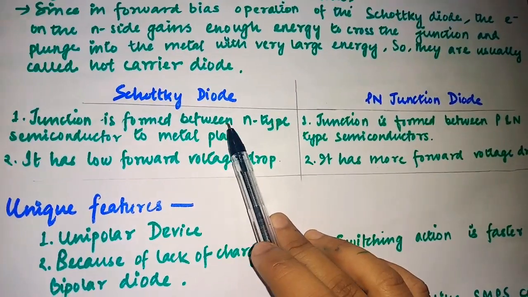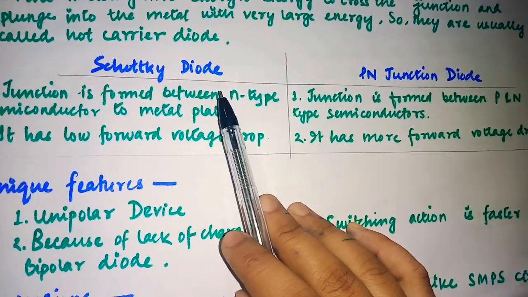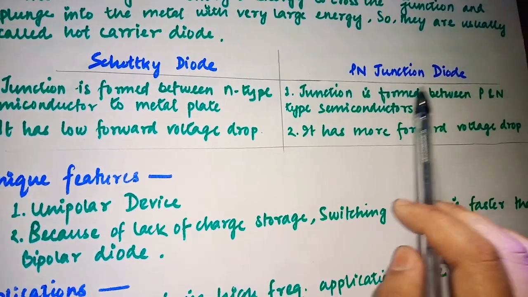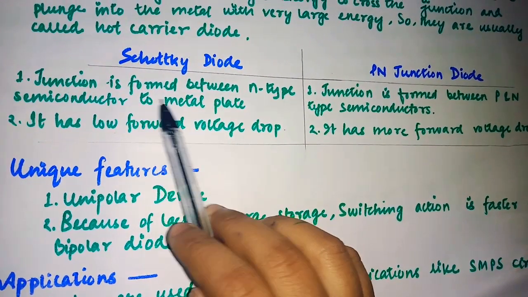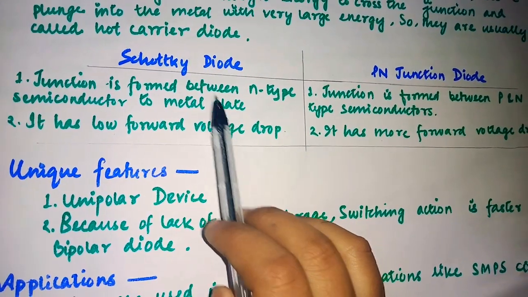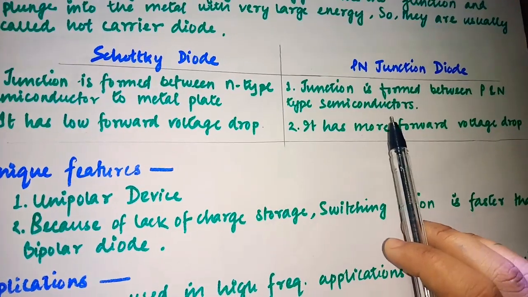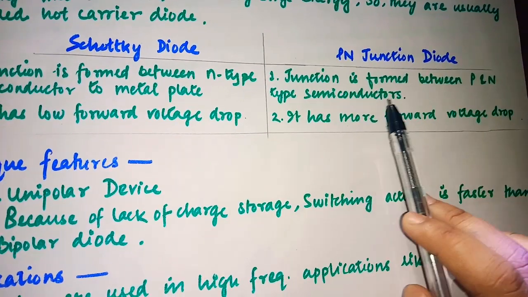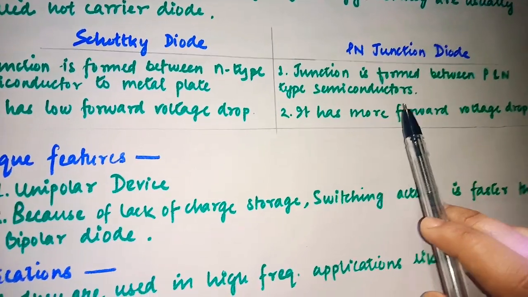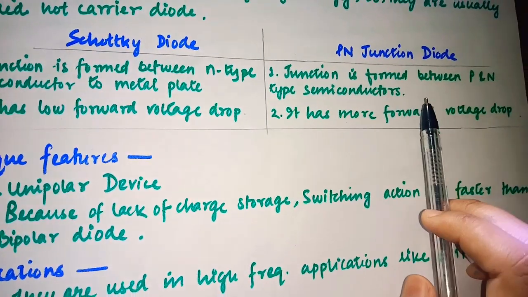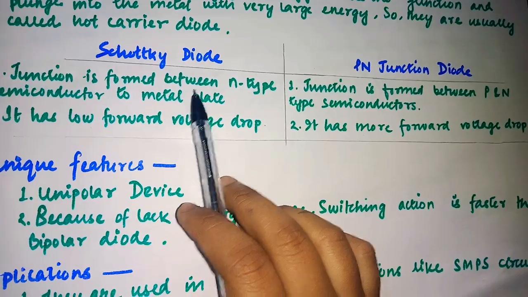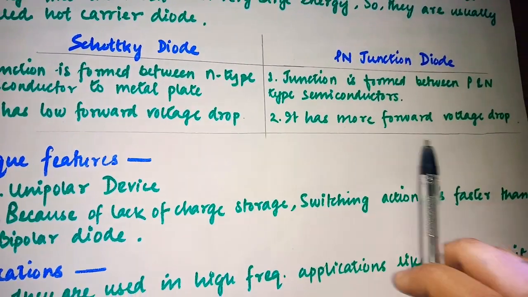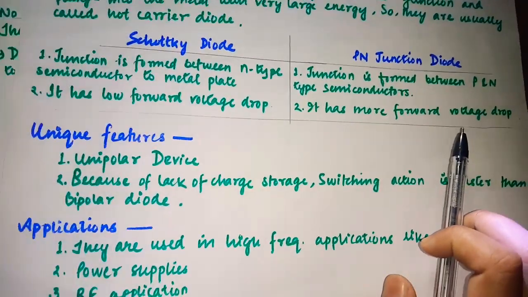Now let us see in simple words the difference between the Schottky diode and the PN junction diode. The junction is formed between an N-type semiconductor and a metal plate in the Schottky diode, whereas the junction is formed between P-type and N-type semiconductors in the PN junction diode. The Schottky diode has a low forward voltage drop, and the PN junction diode has a higher forward voltage drop.